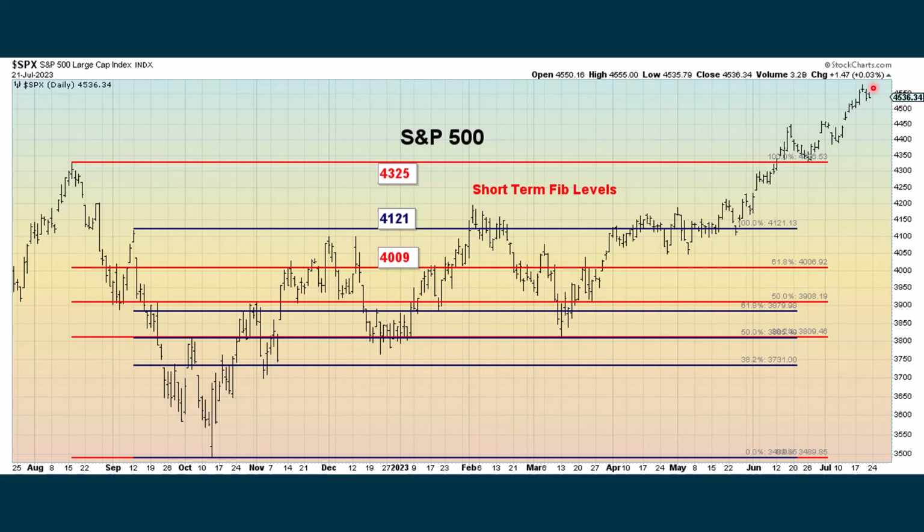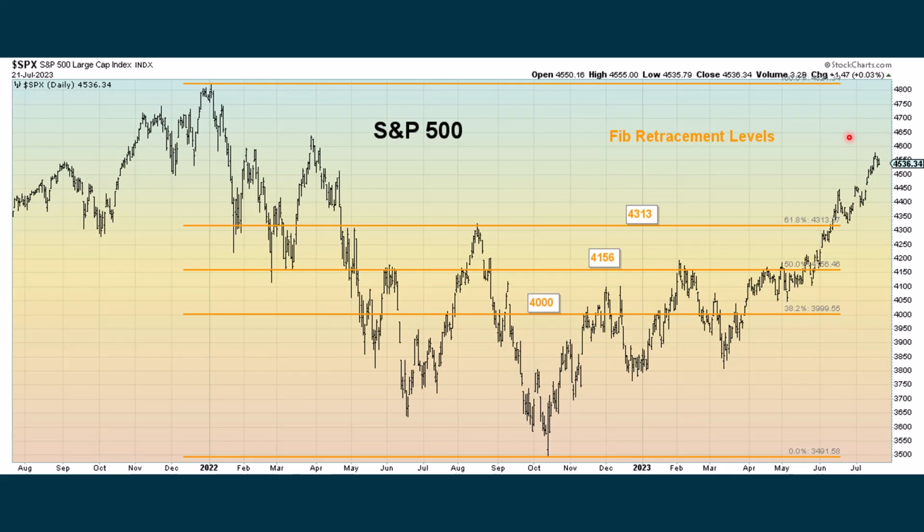Then we have a short-term fib chart going from the August high to the October low. We've broken above all of the levels in this Fibonacci chart, so it's not really helping us. A longer-term fib chart, we're above the 61.8% retracement level. The next level up would be a full retracement going back to the all-time high.